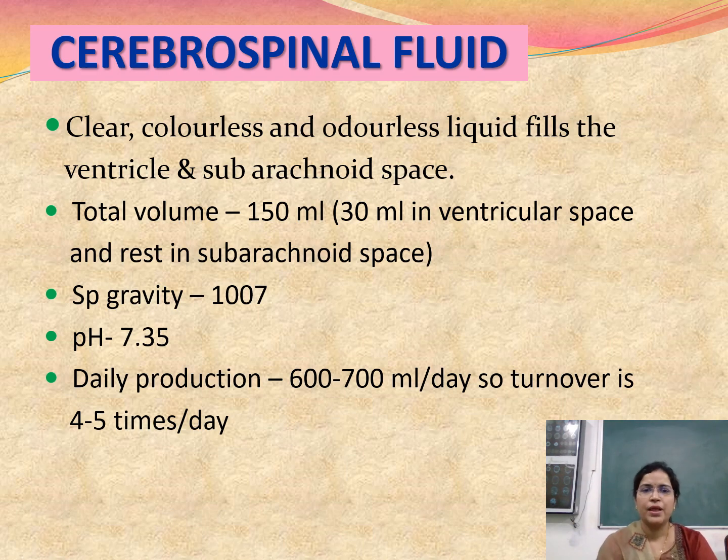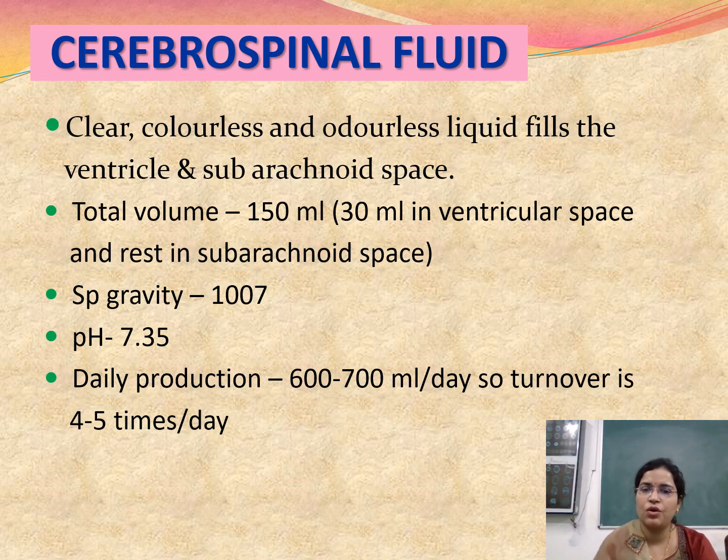Cerebrospinal fluid is a clear, colorless, odorless liquid that fills the ventricles and the subarachnoid space. The total volume is 150 ml, with 30 ml in the ventricular spaces and the remaining 120 ml circulating in the subarachnoid space. Specific gravity is 1007, and pH is 7.35.